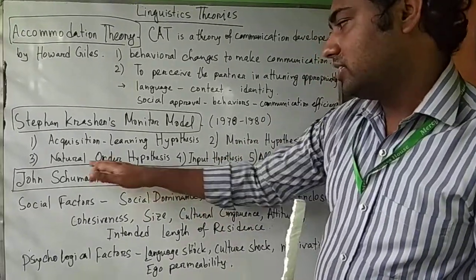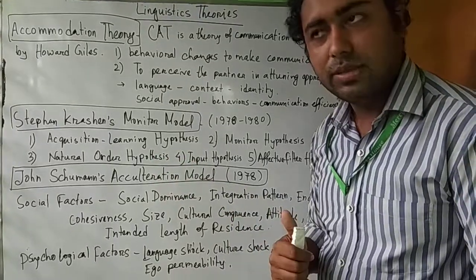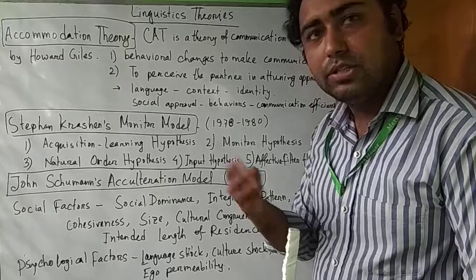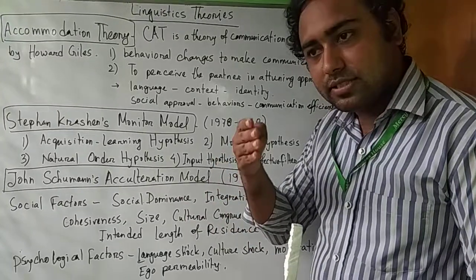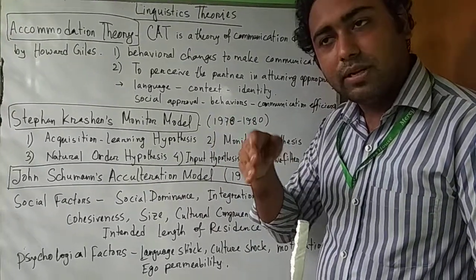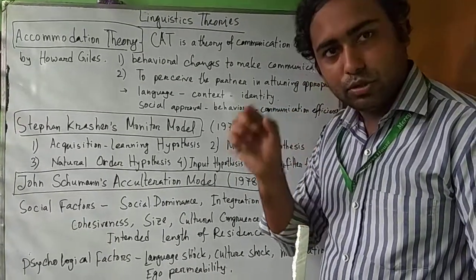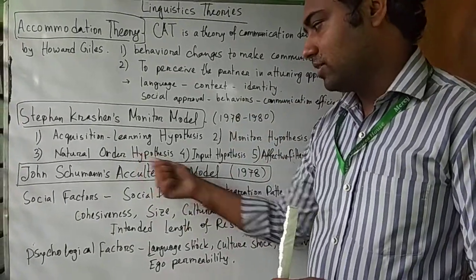Here, in the natural order hypothesis, according to this hypothesis, he believes that there is a natural way of development in learning, from simple to complex, and there is a certain sort of structures which develop one after another. So every human being learns from simple to complex ideas. So this is called the natural order hypothesis.